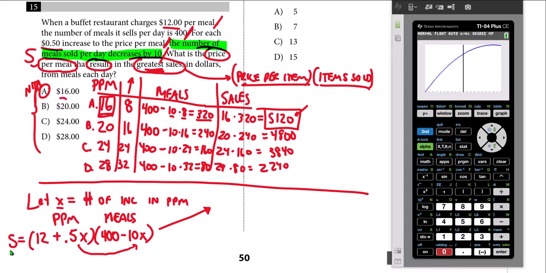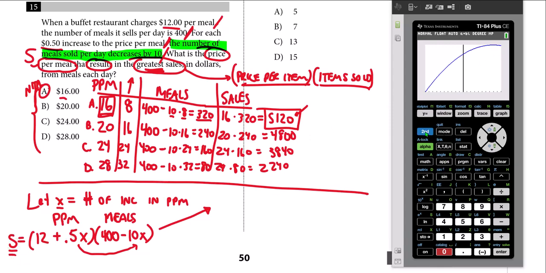So remember, I have just graphed my sales function, right? I'm graphing my sales in terms of the number of 50-cent increases. That means this function is modeling the sales. This function is telling me how much the sales will be. So if I go to this maximum point, which I'm going to do in a moment using the calculator, I will get my maximum sales, and I will also get the number of increases, what x would be, to achieve that maximum sales.